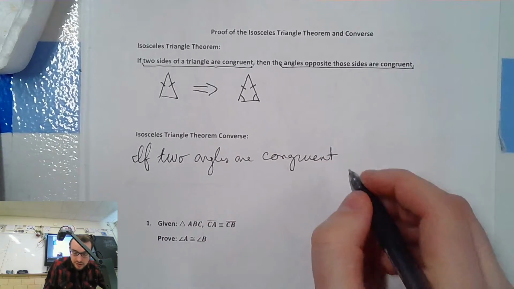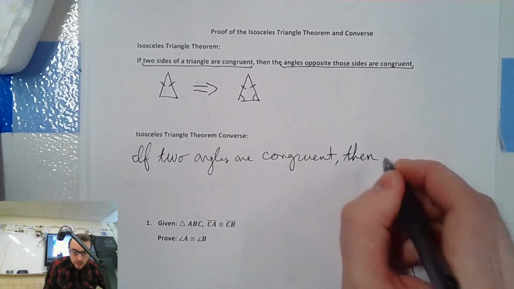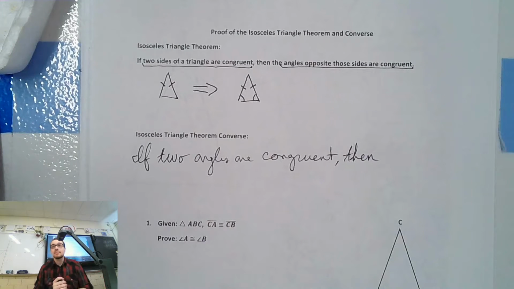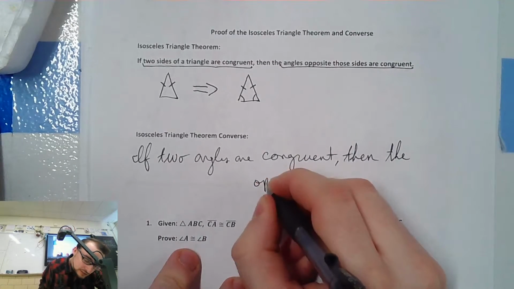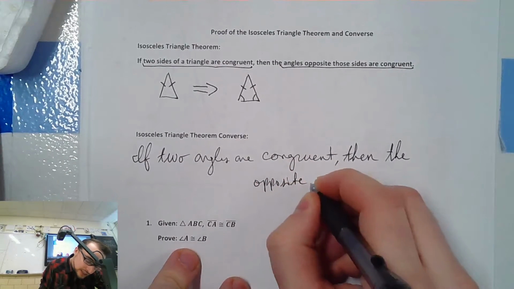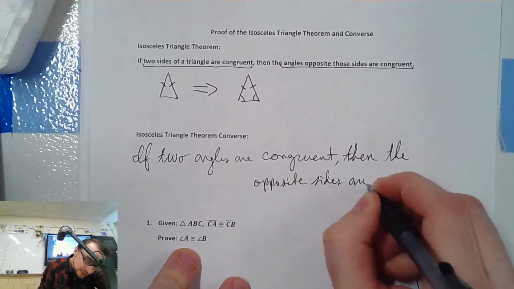If two angles are congruent, then what? Then the sides opposite. Yeah, well done. The sides opposite those angles, right? Not just any sides. It's not just, hey, you got two angles that are congruent. Great. Sides are congruent. Well, which ones? It's the opposite sides. Then the opposite sides are congruent. So that's the converse.